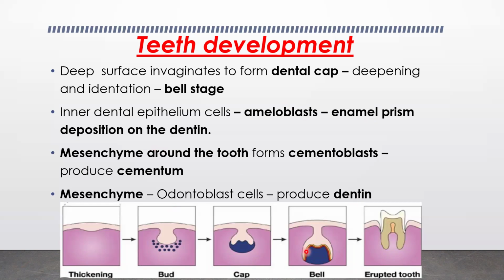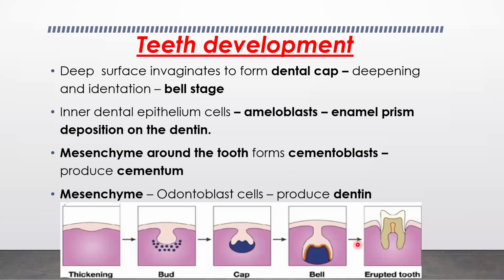Then the mesenchyme doesn't mean just the mesenchyme that is surrounding the teeth. You'll have mesenchyme that is even outside, that can just migrate. These mesenchyme cells will migrate and form the odontoblast, and this odontoblast will come and produce dentine. Then, of course, with time, we'll have the eruption of the teeth. The eruption of the teeth will come due to proliferation of this mesenchyme.